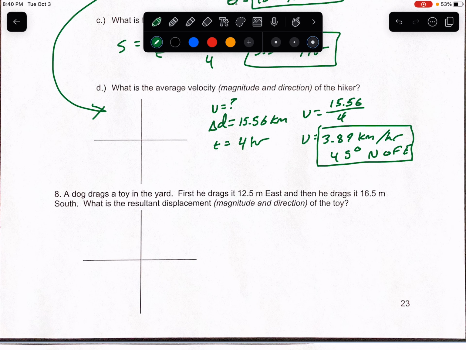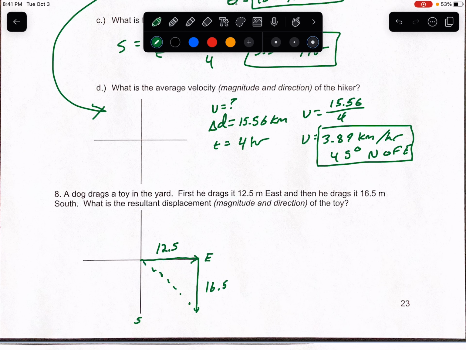Number 8, a dog drags his toy in the yard. First, he drags it 12 meters to the east and then 16.5 meters to the south. So we're going to draw it. 12.5 meters to the east. And then we're going to go straight from there, and we're going to go 16.5 meters south. So that means we're going to make this triangle right here.